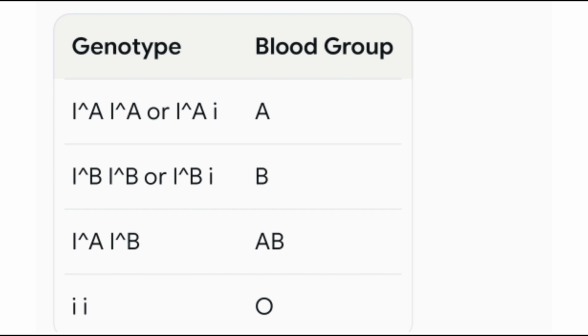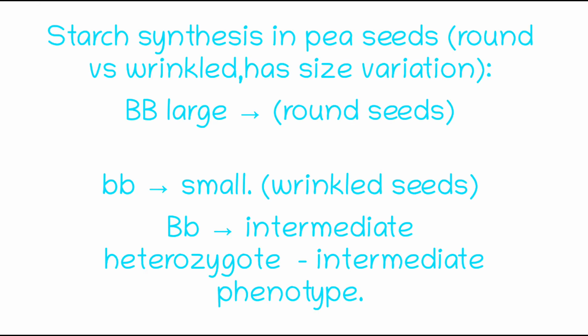One more example of incomplete dominance which is mentioned in NCERT is starch synthesis in pea seeds, where the round and wrinkled seeds have size variation in starch grains: capital B gives large starch grains with round seed, and small b gives small starch grains with wrinkled seed, and capital B small b gives intermediate starch grains.